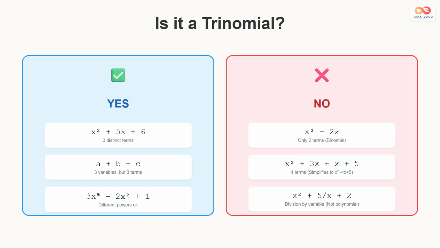Not everything with three parts is a valid trinomial. On the left, x squared plus 5x plus 6 is a perfect example. However, look at the right. x squared plus 2x only has two terms, and x squared plus 5 divided by x is not a polynomial at all because you cannot divide by a variable. Identifying these differences is crucial.